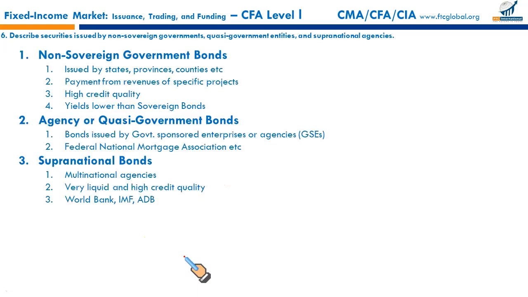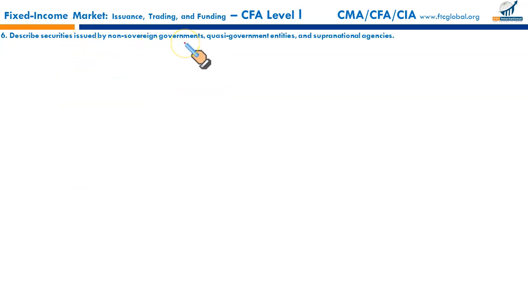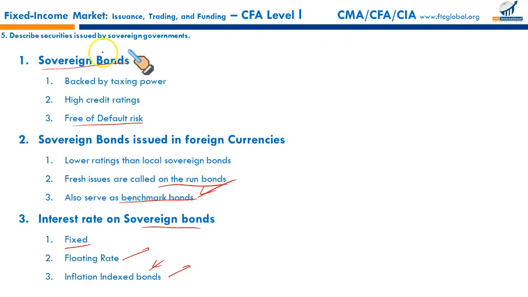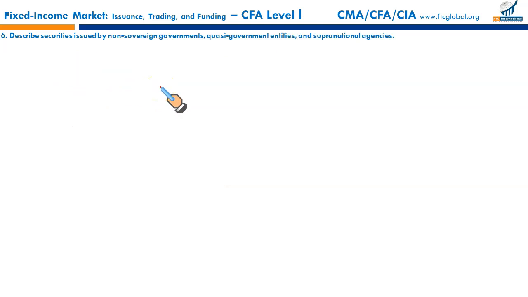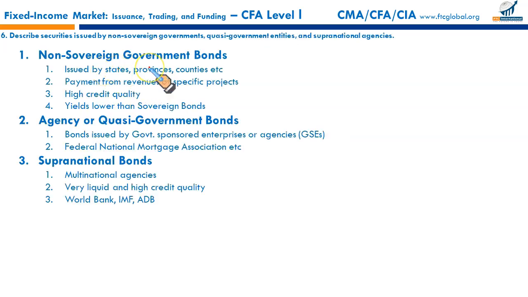Then your next LOS: describe securities issued by non-sovereign government, quasi-government entities, and supranational agencies. Sovereign bonds are the bonds backed by taxing power, issued by the national governments and the treasury. Then non-sovereign government bonds are government bonds, but they are non-sovereign because they are not backed by taxing authority. They are issued by the local governments, states in the US, provinces within the country, or counties.